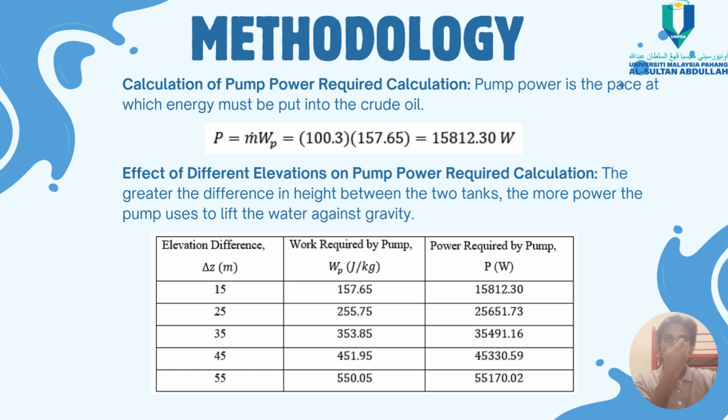altering the elevation difference while keeping all other operating settings constant. So therefore we are justified that the more elevation difference there is, the more power is required by the pump to move the crude oil from the storage tank to the pump tank.